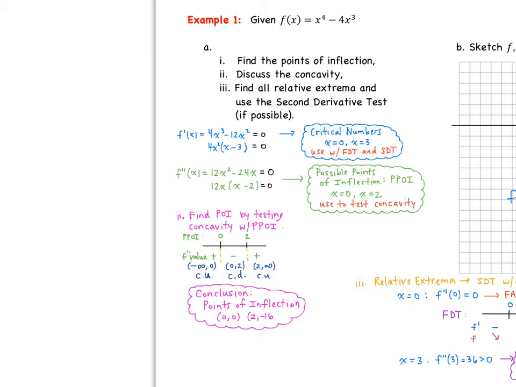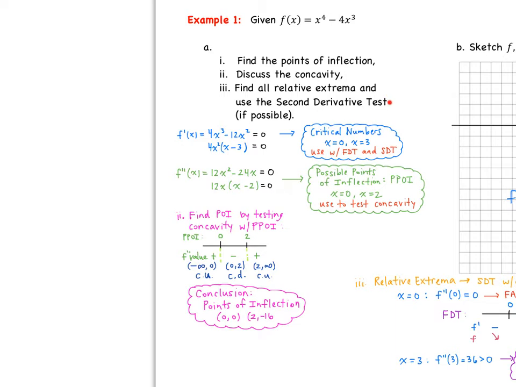Okay, let's go through this first example here. We are given the function f of x equals x to the fourth minus 4x cubed. Our goal is to find any and all points of inflection. We're going to talk about concavity, and we're going to talk about the relative extrema by using the second derivative test if we can.